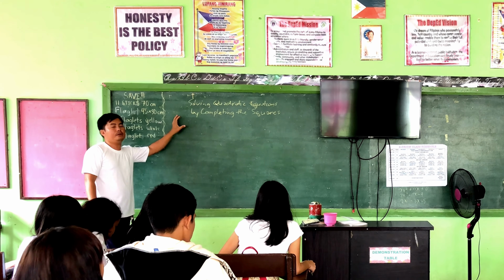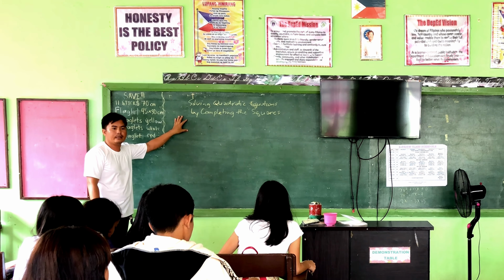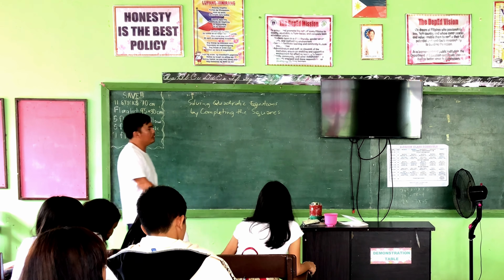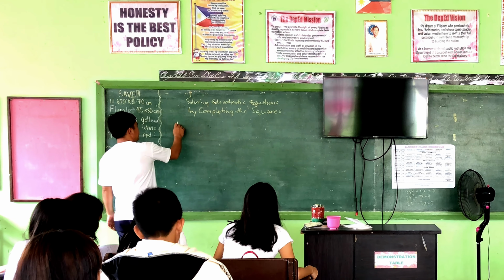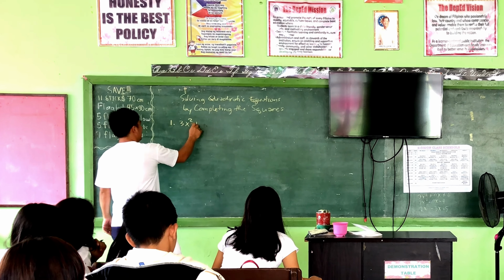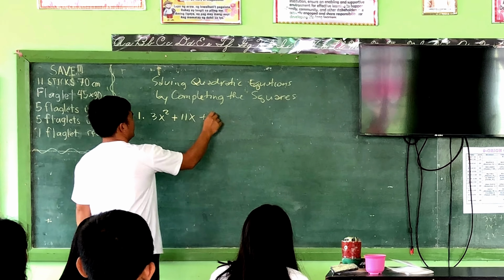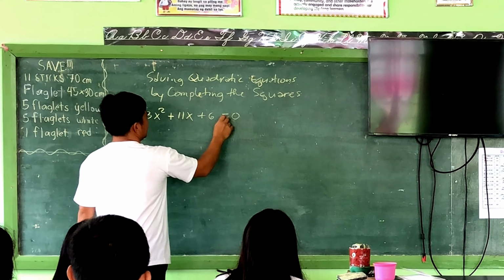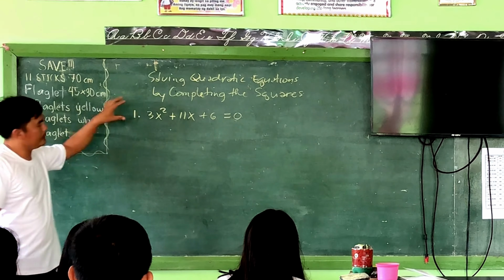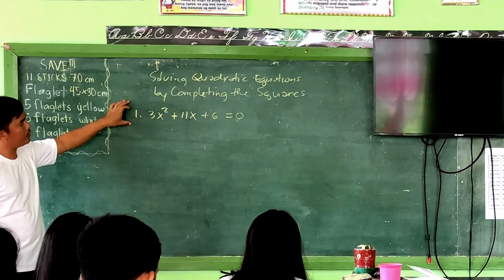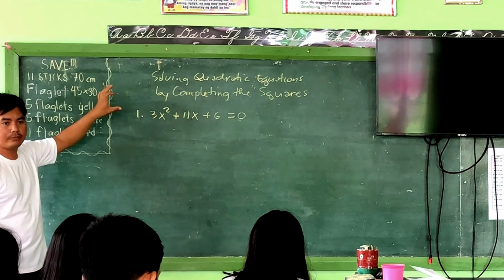For example, the value of A is not 1. For example, 3x squared plus 11x plus 6 equals 0. Yesterday, I said that the first step is you're going to divide the equation by the value of A.